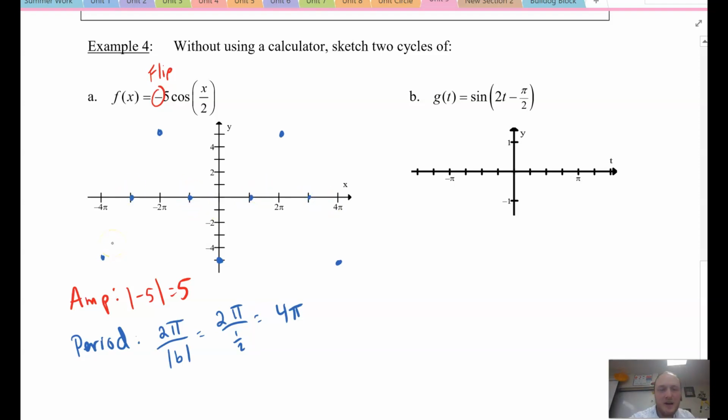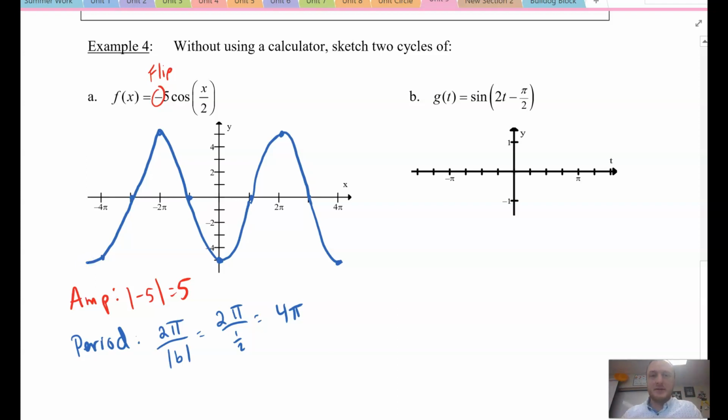So you can just think about dividing your graph into 4s. So 1, here's the middle, and then middle. Okay, so you get your graph, which looks like this. And there you have it.